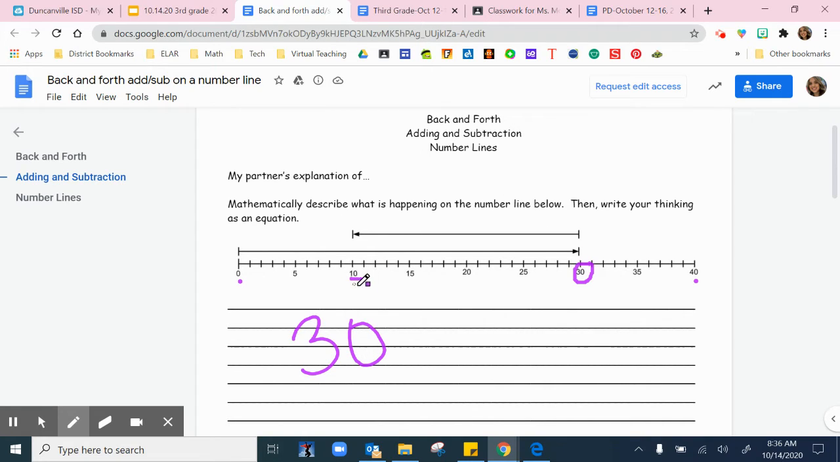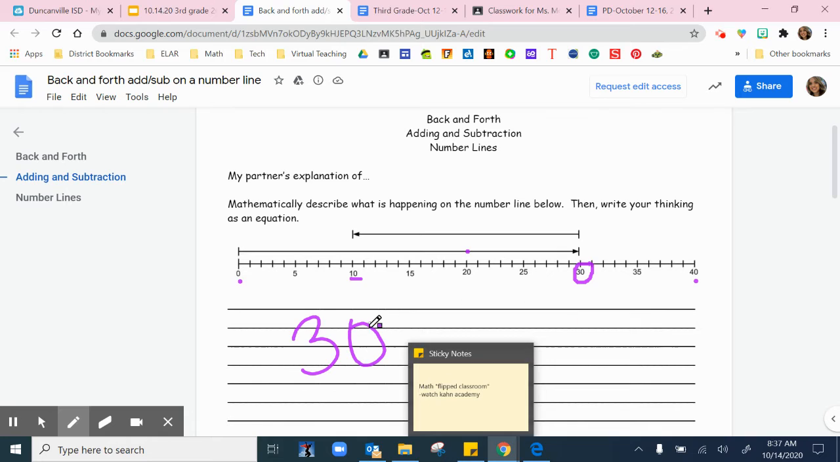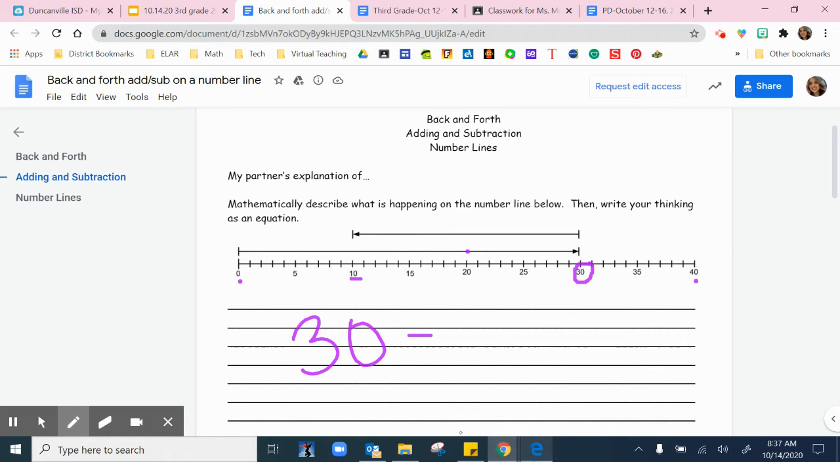Sometimes we get confused. We did not go back 10, because if we went back 10, we would be, what's 30 minus 10? We would be here at 20. That's not where we are. So really, we went back some. We don't know how much, right? Minus a number. We'll put a box. And now we are at 10. Does that make sense? So how do we figure out what goes in this box?